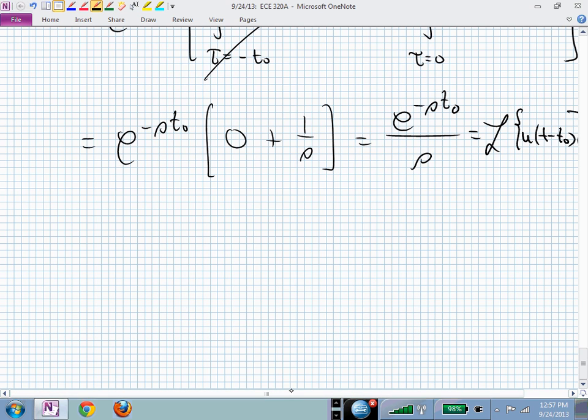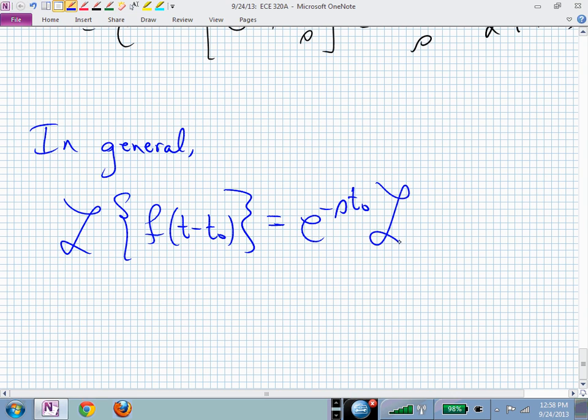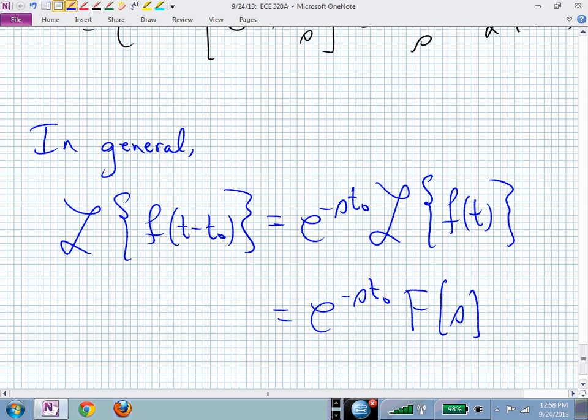We derived that for a specific function, but that's actually a very general result. If you now know the Laplace transform of little f of t, and somebody asks what's the Laplace transform of little f of t minus t naught, well, now you know that's e to the minus s t naught times the Laplace transform of little f of t, which is e to the minus s t naught, capital F of s.